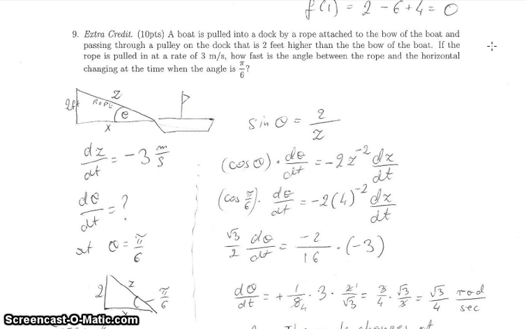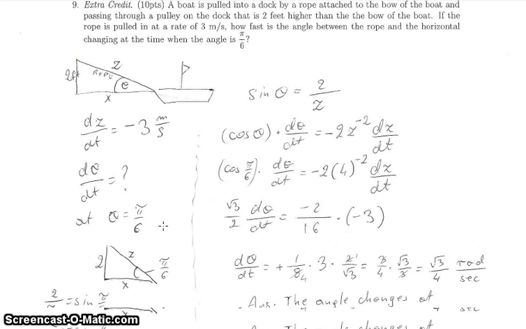Now the question is, if the rope is pulled in at the rate of 3 meters per second, so dz/dt is -3, negative because this distance is decreasing, how fast is the angle between the rope and the horizontal changing? I labeled this angle as theta, between the rope and the horizontal. How fast is it changing at the time when the angle is pi over 6? So d theta/dt is unknown at the point when theta is equal to pi over 6.